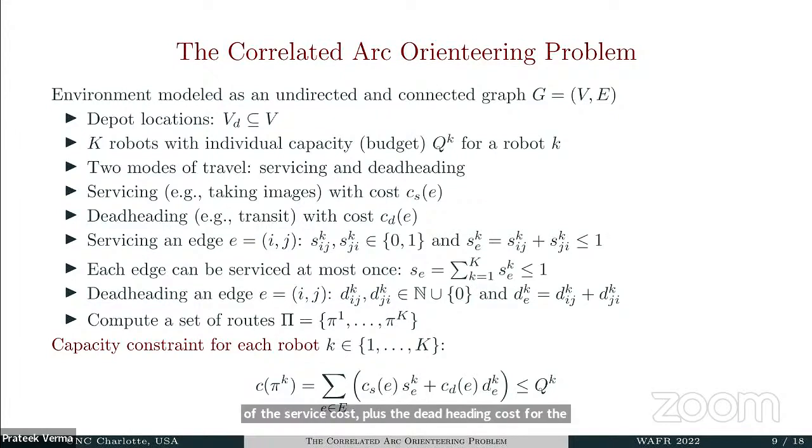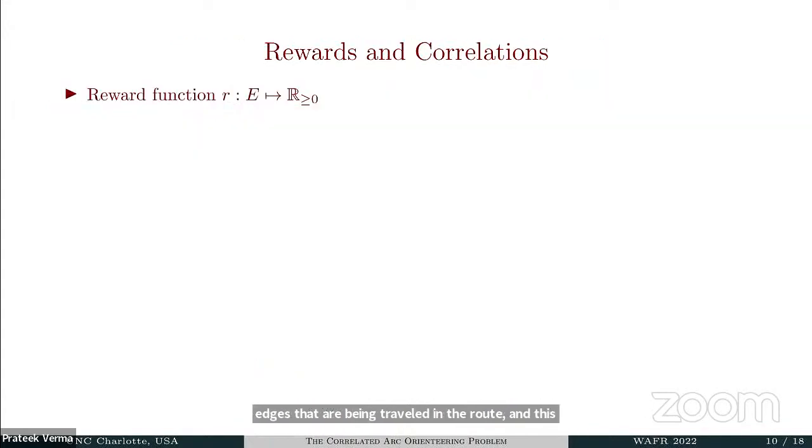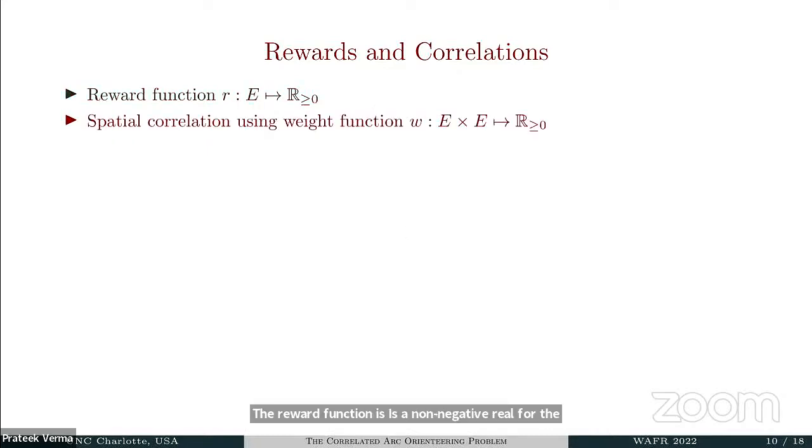And this cost should be less than the given capacity of the robot. So now let's look at the rewards and the correlations. The reward function is a non-negative real for the edges. And we have special correlations that are modeled using the weight functions. For a pair of edges, it gives a non-negative real value.